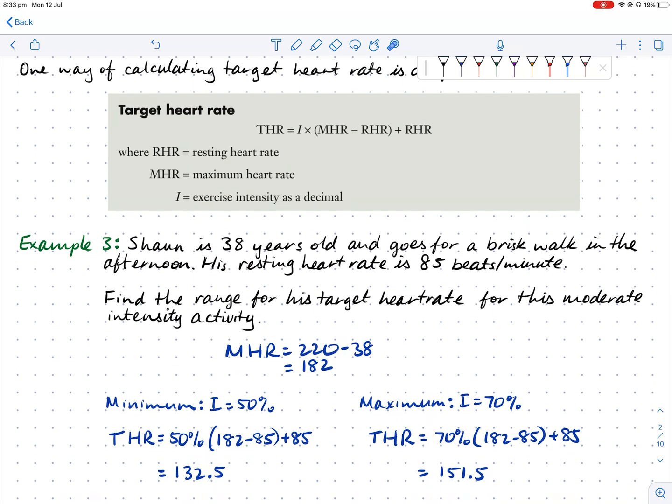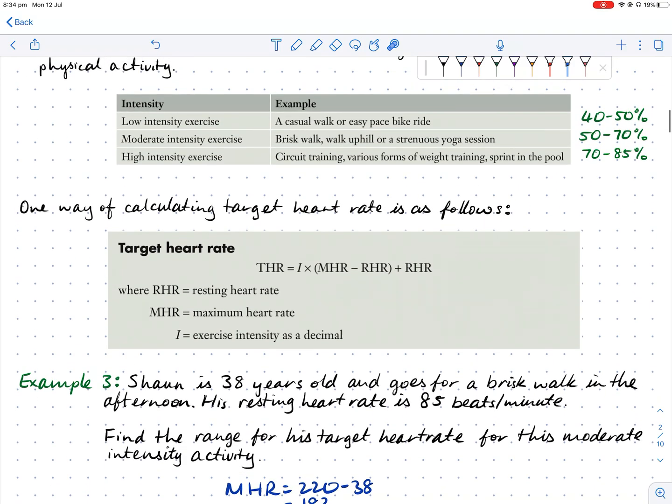So Sean is 38 years old and goes for a brisk walk in the afternoon. His resting heart rate is 85 beats per minute. Find the range for his target heart rate for this moderate intensity activity. So again, these numbers, this formula, they're all going to be given to you if they want you to use them. So if we're looking at a brisk walk, we're looking at 50 to 70% for your intensity. Okay, so the exercise intensity is going to be 50 to 70. So 50 would be the lower end, 70 would be the upper end.